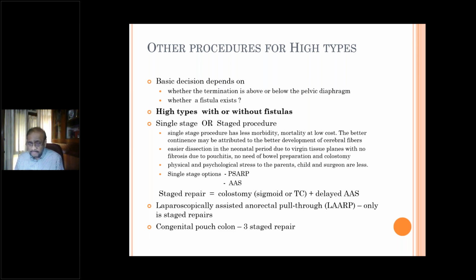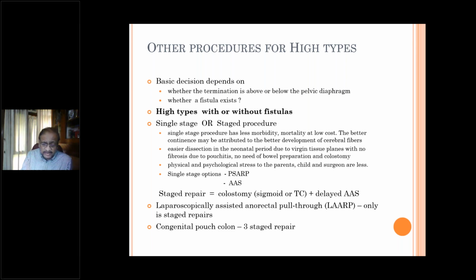Hirschsprung's disease. Okay, and then a second stage, ASARP. Laparoscopically assisted anorectal pull through is now coming into the fore, and it is becoming more and more common. But remember one thing, it can never be done as a one-stage procedure. It's only in a staged repair. That means you do a colostomy, and at the second stage, do a LARP procedure, laparoscopically assisted anorectal pull through, and that is the end of the story.